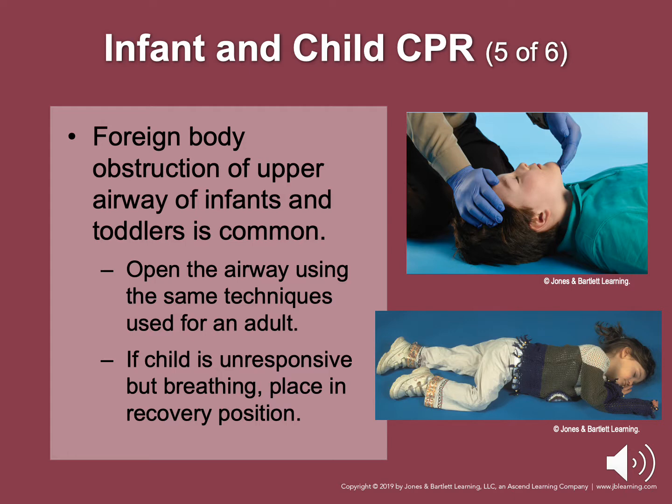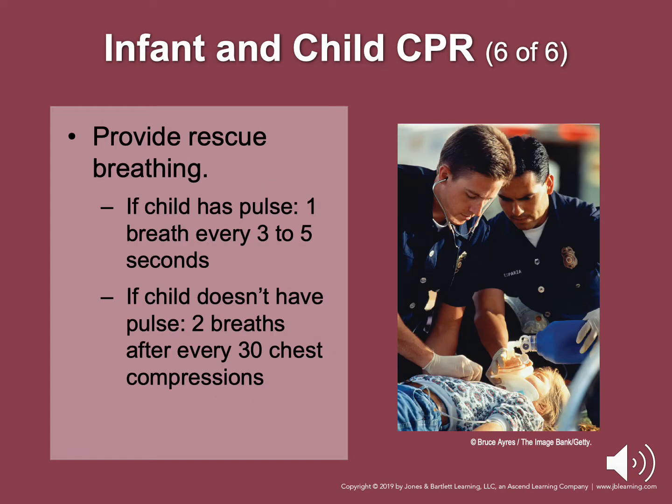Rescue breathing: if a child has a pulse, give 1 breath every 3 to 5 seconds. If the child doesn't have a pulse, give 2 breaths after every 30 compressions. Basically that's 12 to 20 breaths per minute for a child. For a child with a tracheostomy tube in the neck, remove the mask, find the bag-valve mask device and connect it directly to the tube.